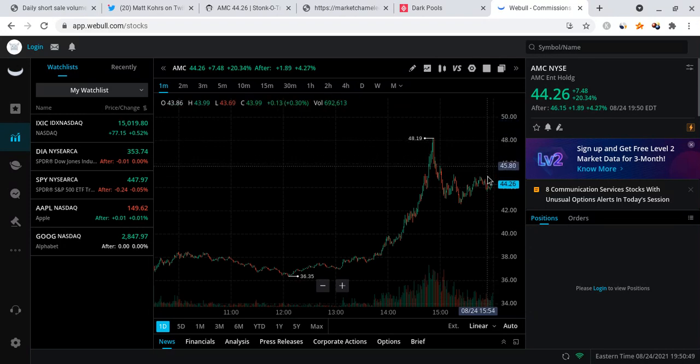So for my price prediction for just tomorrow, I see AMC touching the 50, consolidating, closing around maybe the $45 or $46 level of resistance. I do think that's where it's going to close. And then after that, I think for next week, we're going to see AMC touch the 50s. That's just my prediction based off technical analysis because it is stair-stepping its way up and the volume is picking up.